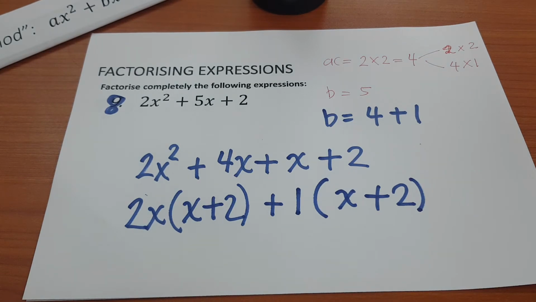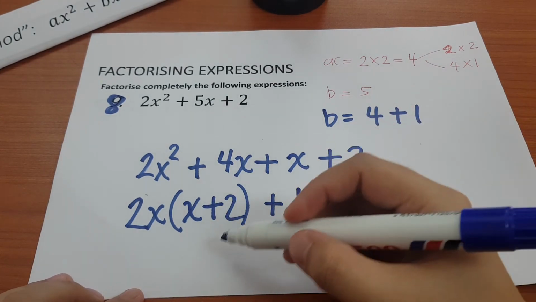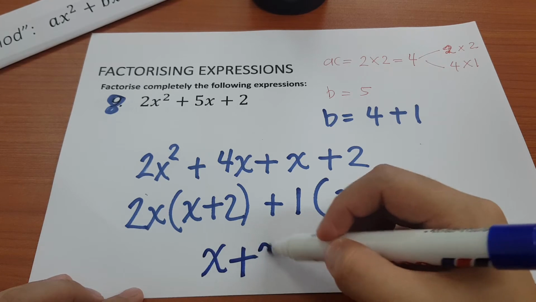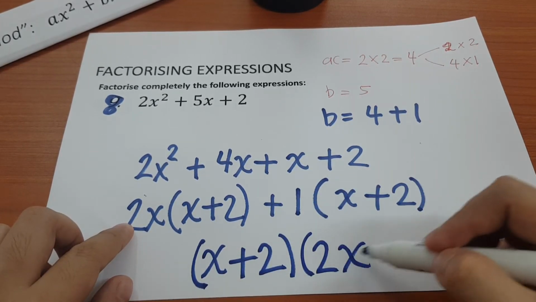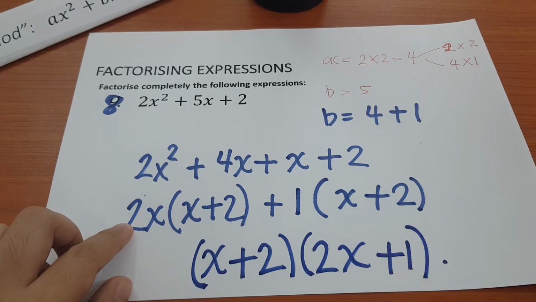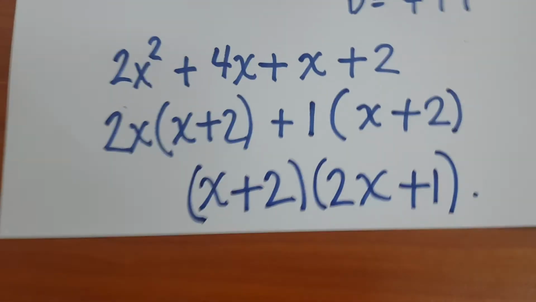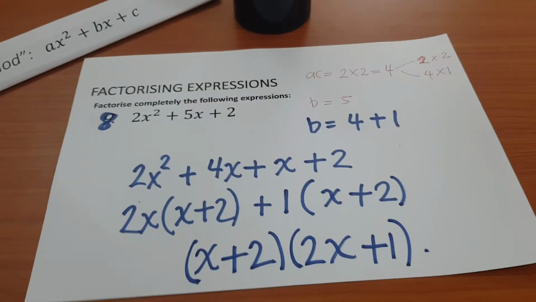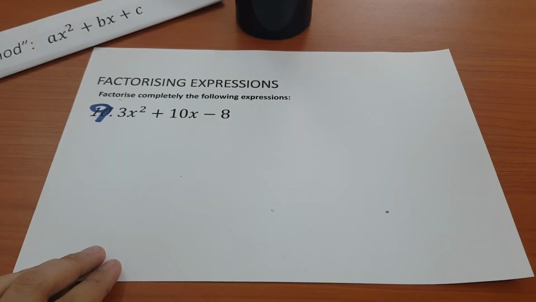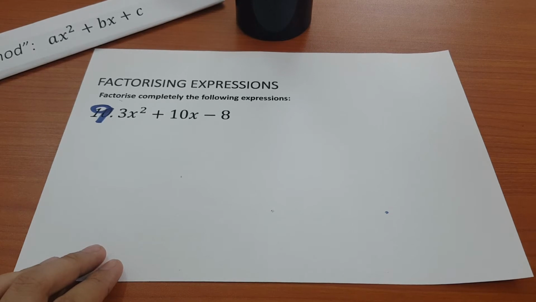So if you continue this one, the common for both sides is x plus 2. Then you will have 2x plus 1. So that's it. Okay, that's it. Let's have the last one.